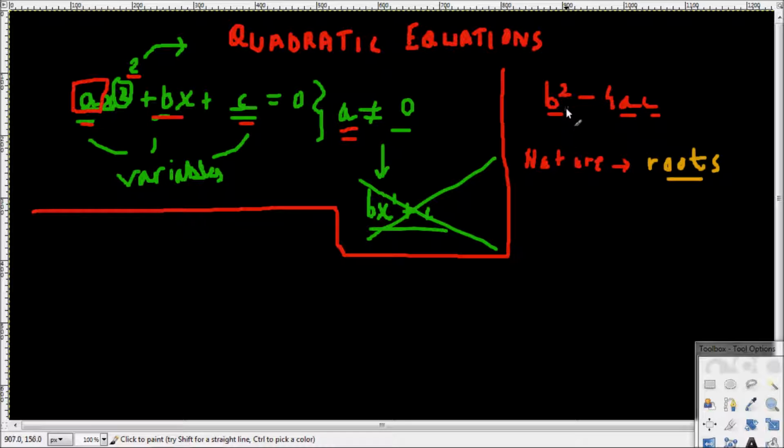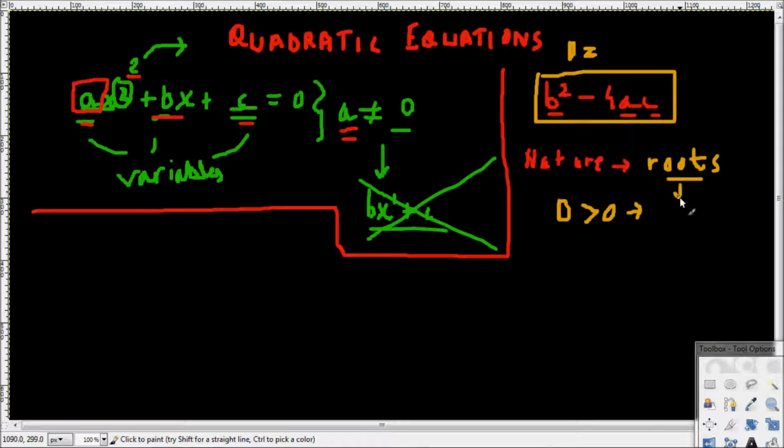So now if this value of b square minus 4ac comes out to be, I'm just going to write as d, the whole thing is d, discriminant. So if d is more than 0, this means that the roots of the equation that you will get will be real and distinct. You need to remember this. It'll be real and distinct.